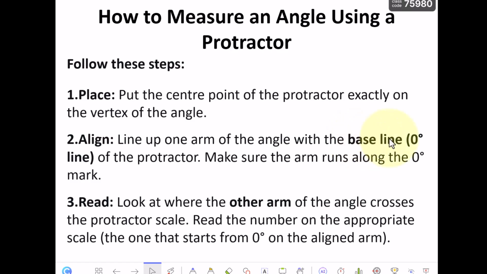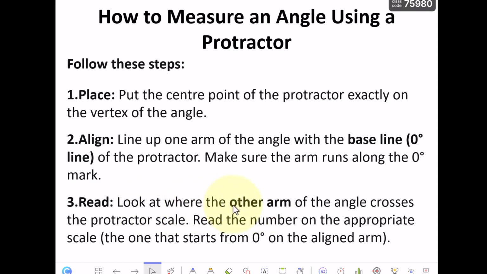So that baseline, the line that runs from the center to zero on the protractor, make sure one of the lines connects to an arm. Then from there, you can start your measurement. Make sure the arm runs along zero through the center point. Very, very important. And once you achieve that, the next thing is to read the protractor.